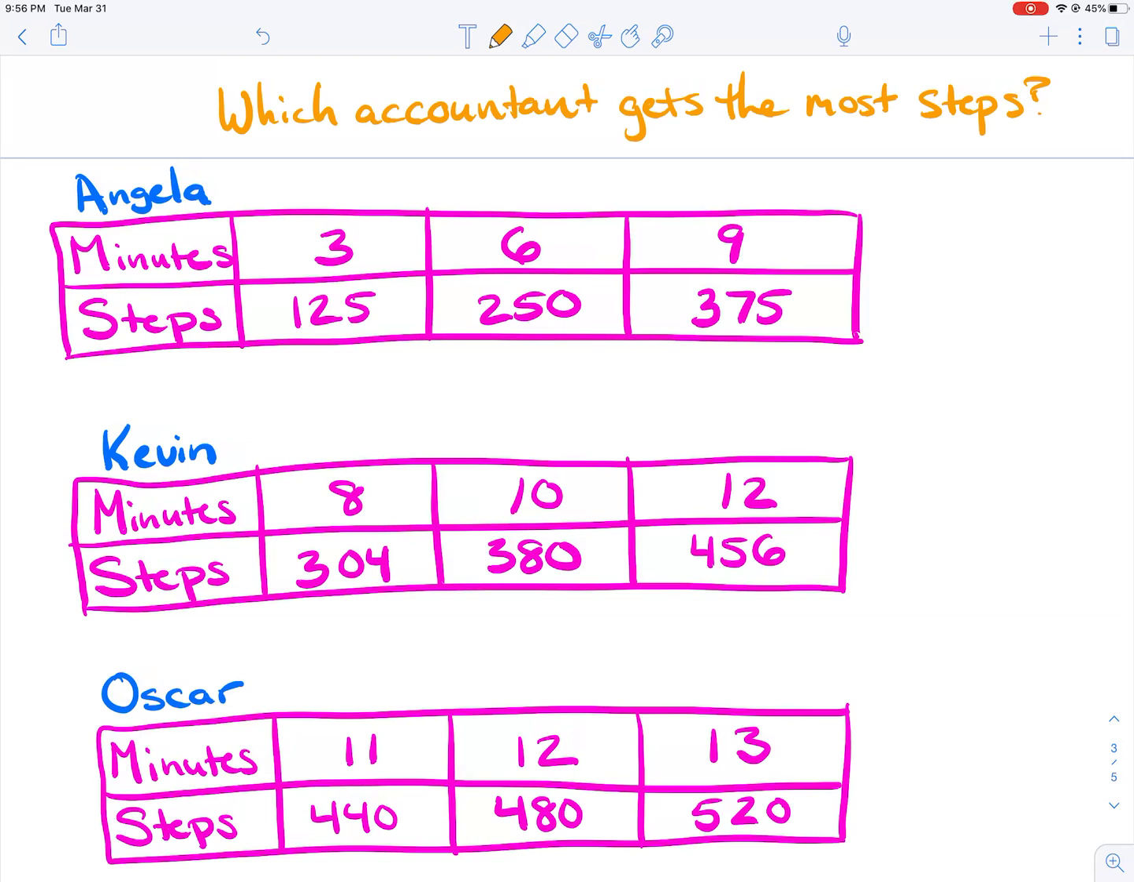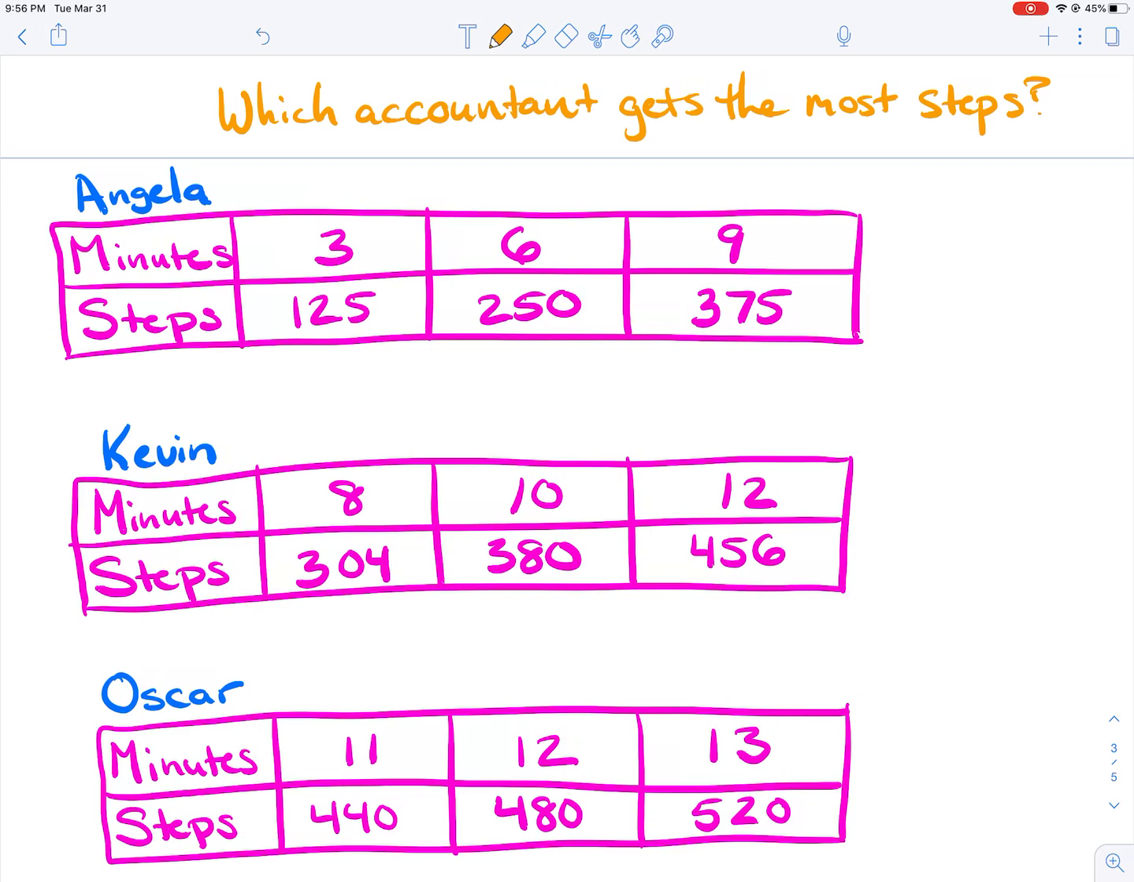In the last few days, we have been using ratio tables to determine which ratio has the greatest value. And in this example, we're going to try to find out which accountant gets the most steps. We have Angela, Kevin, and Oscar, and you can see the number of minutes that they walked and the number of steps that they achieved in those number of minutes.